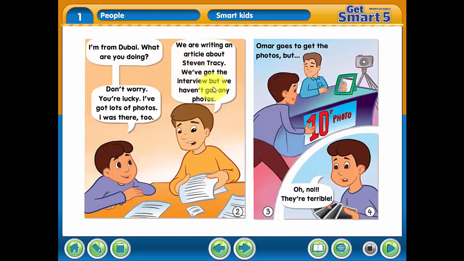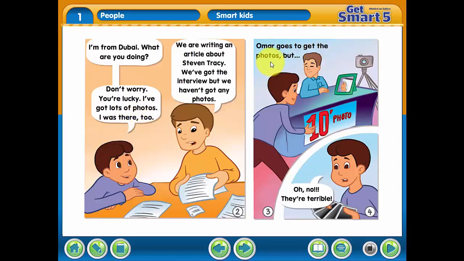We have got the interview, but we haven't got any photos. عندنا الانترفيو المقابلة الحوار اللي أجريناه لكن we haven't got any photos. عندهم مشكلة إنهم ما عندهم صور لهذه المقابلة. Don't worry, he replied to Khalid. Don't worry, لا تقلق. You're lucky, أنتم محظوظين. I have got lots of photos. عندي كثير من الصور. I was there too. أنا كنت أيضا في المقابلة هذه.